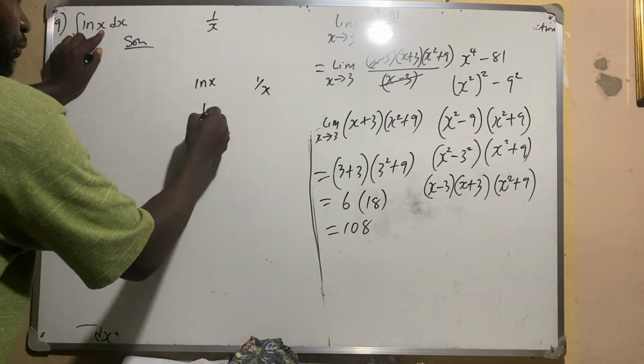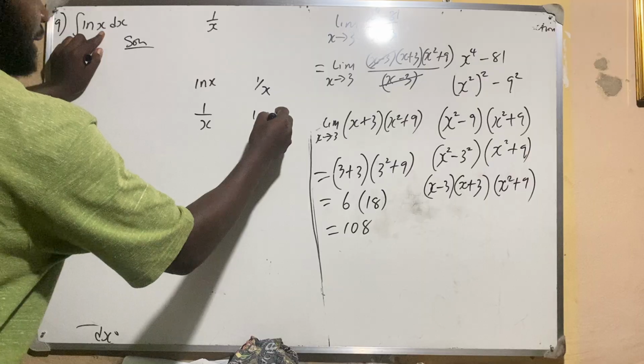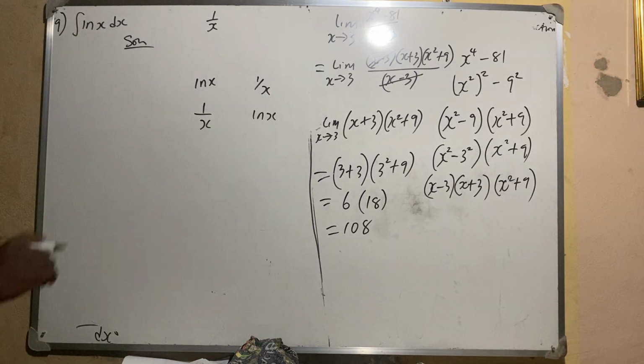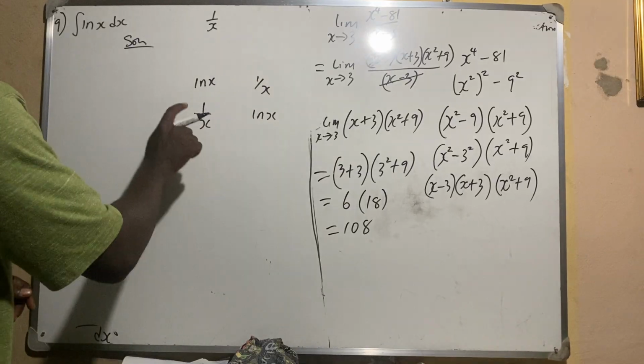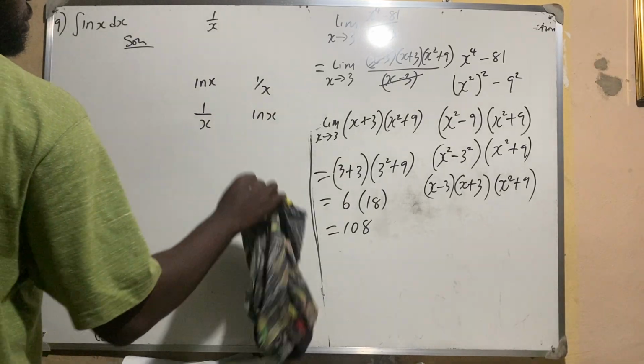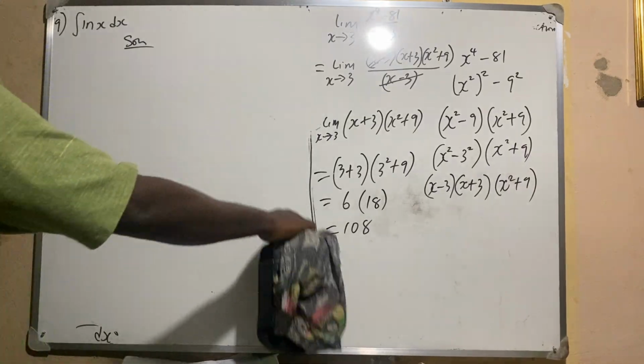It is the differentiation of ln x that is 1 over x. Then the integration of 1 over x is what gives us ln x. Not the integration of ln x giving us this one. No. If you differentiate this one, you get this one. If you integrate this one now, you get back this one. You understand? So don't go and choose 1 over x. 1 over x is wrong.